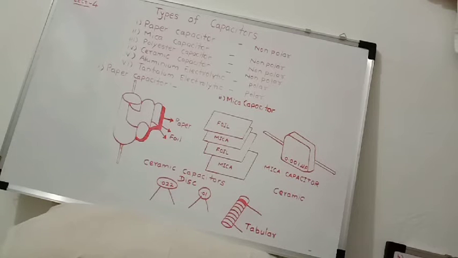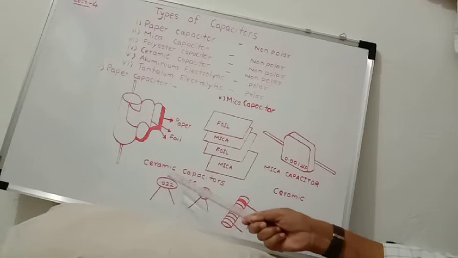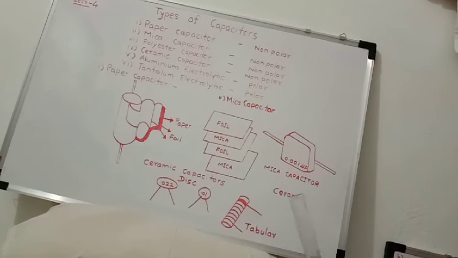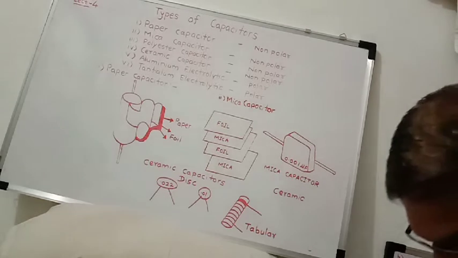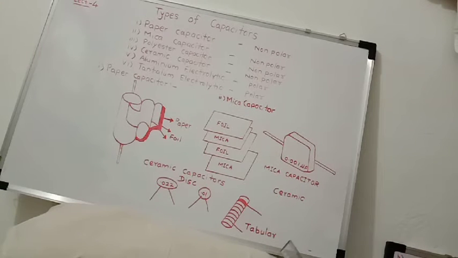Now during this manufacturing process, two wire leads are attached to each plate, and in this type the values are directly printed. The capacitance value is directly printed on the disc of the capacitor. So this is also a non-polar capacitor.